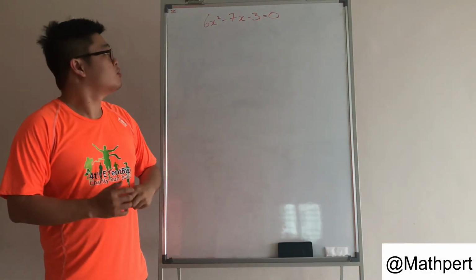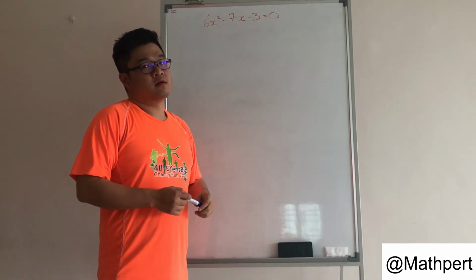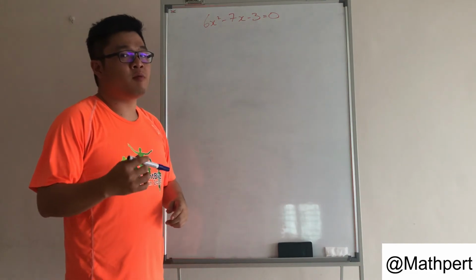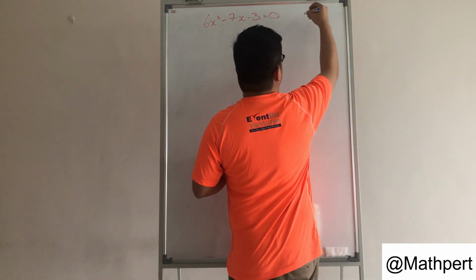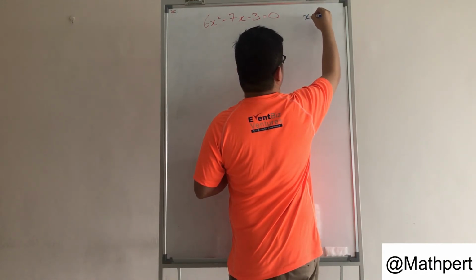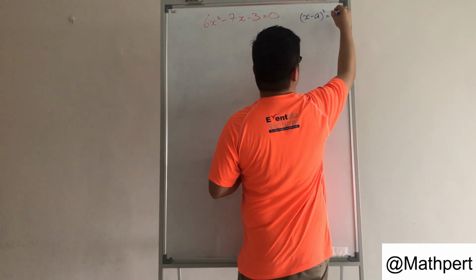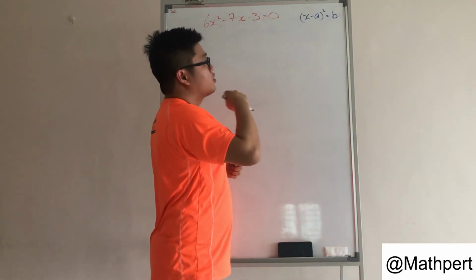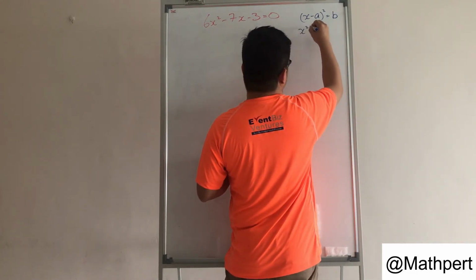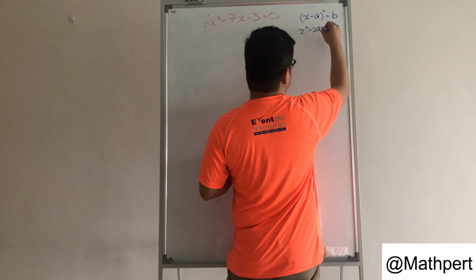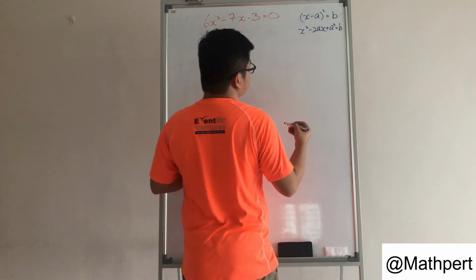Now we are asked to solve these quadratic equations using completing square method. Do you still remember the general form of completing square? Which is x minus a squared equals to b. So we expand this one, we become x squared minus 2ax plus a squared equals to b.